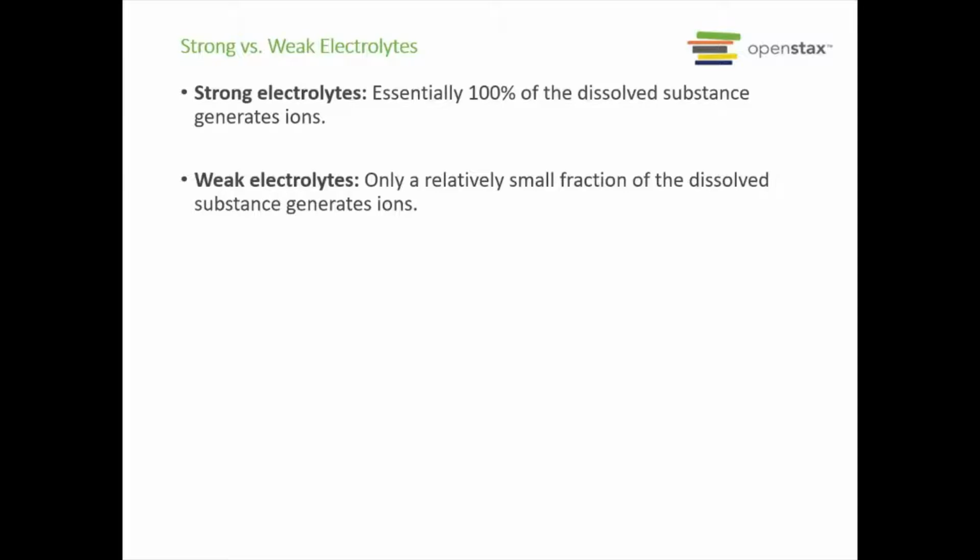But a weak electrolyte is when only a small fraction of the dissolved substance generates ions. So this could be something like acetic acid or vinegar. When you put it into water, only a little bit of it breaks apart. It's sometimes like 1% of the molecules that are able to dissociate. We call it partial dissociation, whereas the strong electrolytes have complete dissociation, they completely break apart.